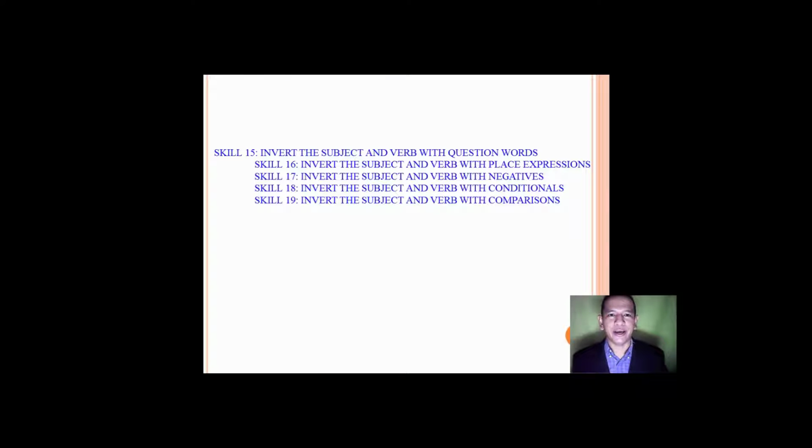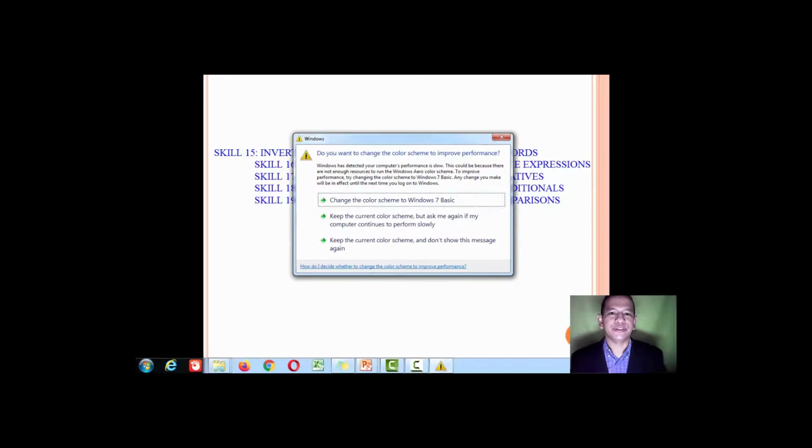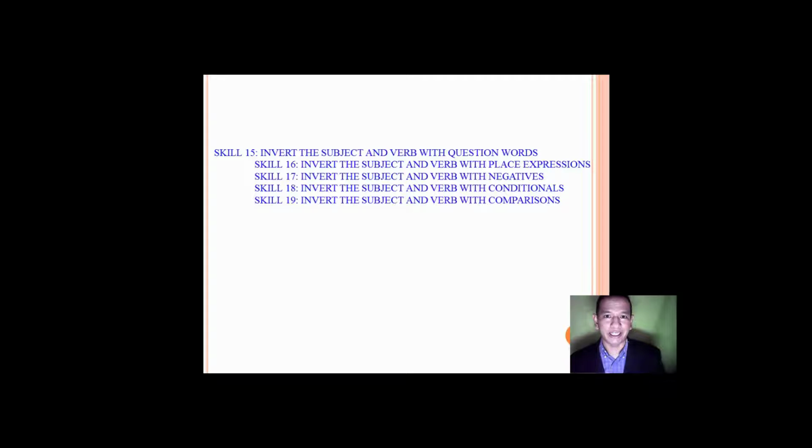Today we have 5 skills of structure to be discussed. Skill 15 is the subject and verb with question words. Skill 16 is the subject and verb with place expressions. Skill 17 is the subject and verb with negatives. Skill 18 is the subject and verb with conditionals. And skill 19 is the subject with comparison.